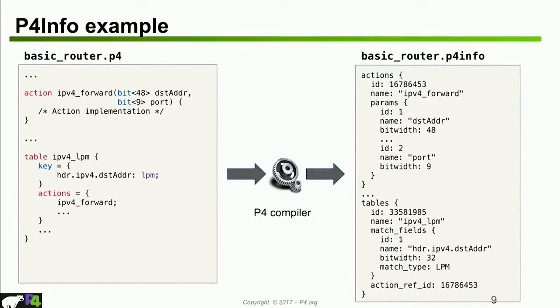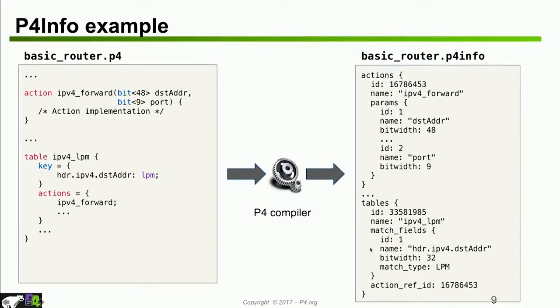So let's see an example. Let's assume we want to use the same basic router P4 program we saw in the example before, in which we have an IPv4 forward table, an IPv4 forward action, and an IPv4 LPM table. This is what you see on the right. It's the output of the P4 compiler, the so-called P4info. You can see we have an action section in which the IPv4 forward action is specified with its ID and the parameters required by this action, like destination address, where the value needs to be 48 bits, and port with a 9 bits value.